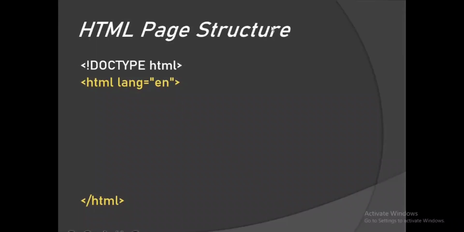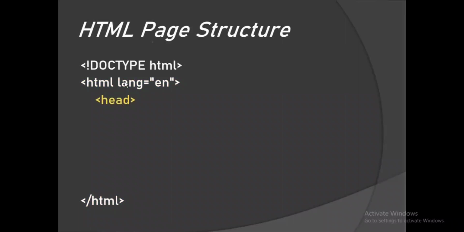Okay, I'm going to talk about this lang very soon. It means the language will be written in English, which is an attribute of the HTML. So in the course of the class, we'll talk about what attributes are and how they can be used to spice up our HTML tags or elements.